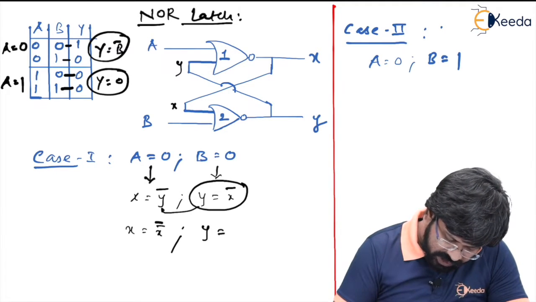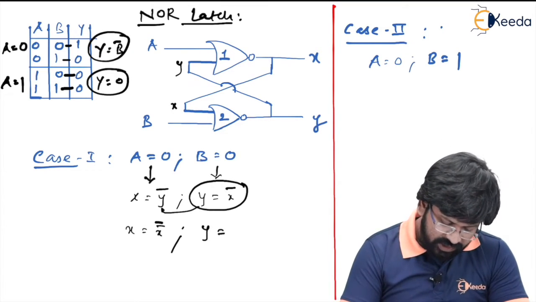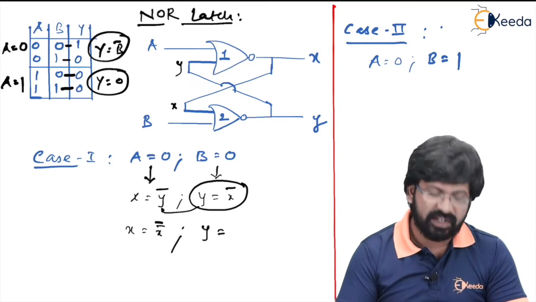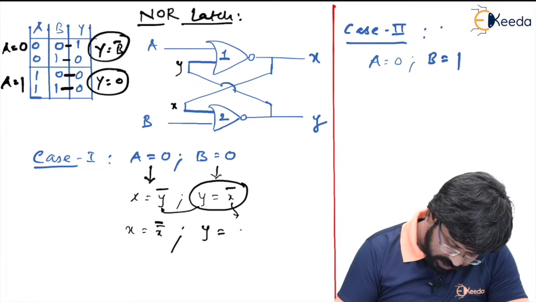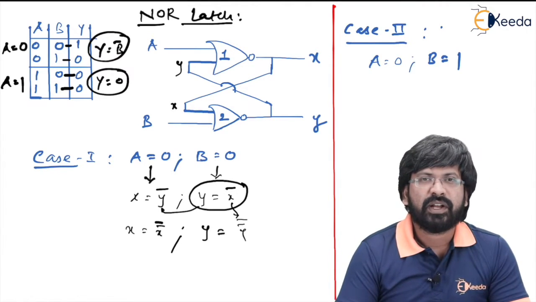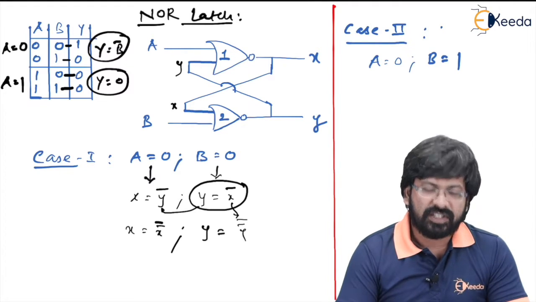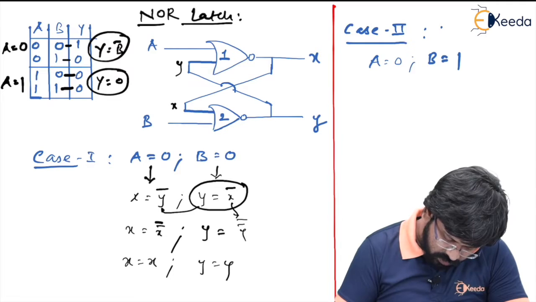Similarly, when I say Y equal to X bar, do I know the value of X? Yes, I know the value of X in terms of Y. So why not substitute X equal to Y bar here? So I can substitute X equal to Y bar here, and we already have one more complement here. So by the NOT law, when a double complement is there, it cancels each other, and therefore I can say that X equal to X and Y equal to Y.